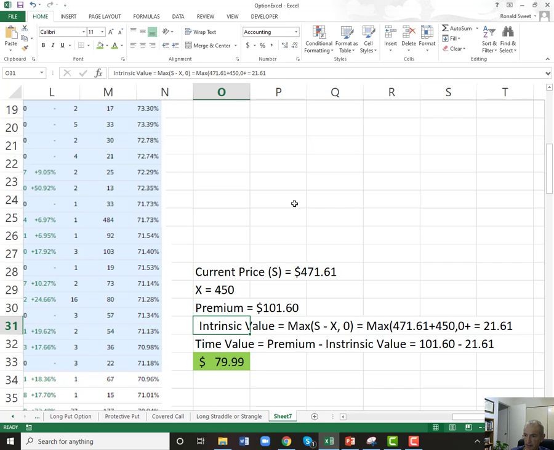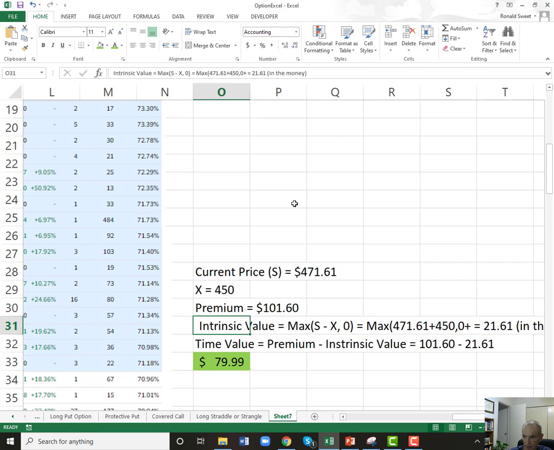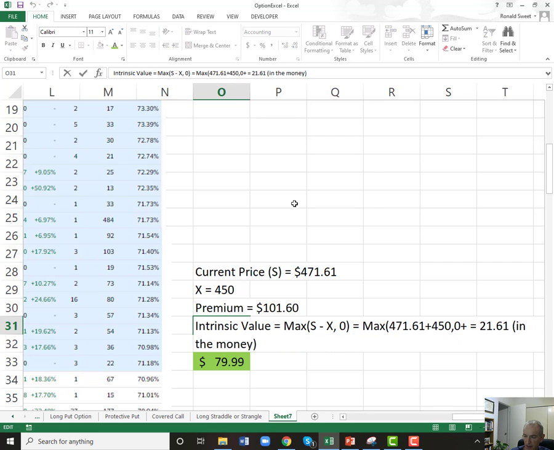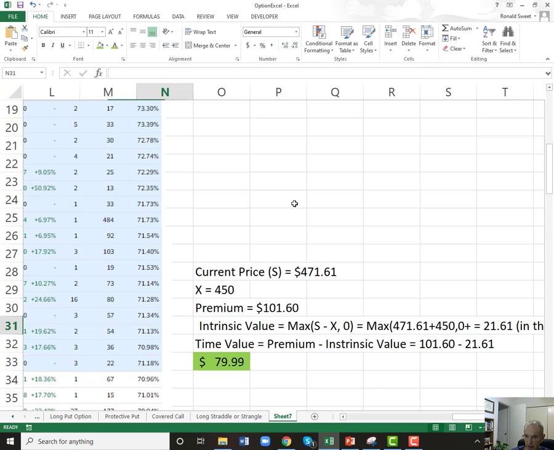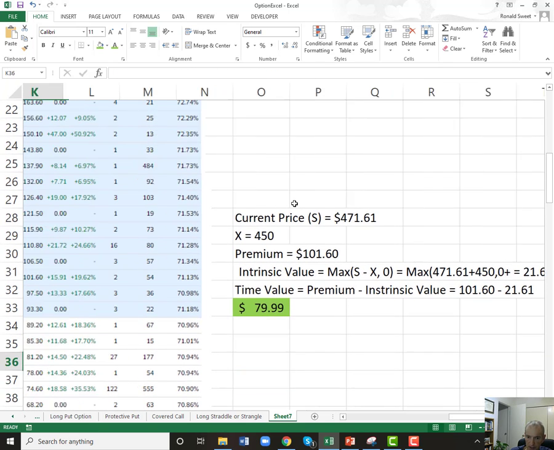Now this one has a positive intrinsic value, so that means it is in the money. Anytime you have a positive intrinsic value, you are in the money. That means it's a valuable option. You would definitely execute this option. If you had to make a choice between executing it and letting it expire, you would definitely execute this option. All right, now let's try one that's further up.